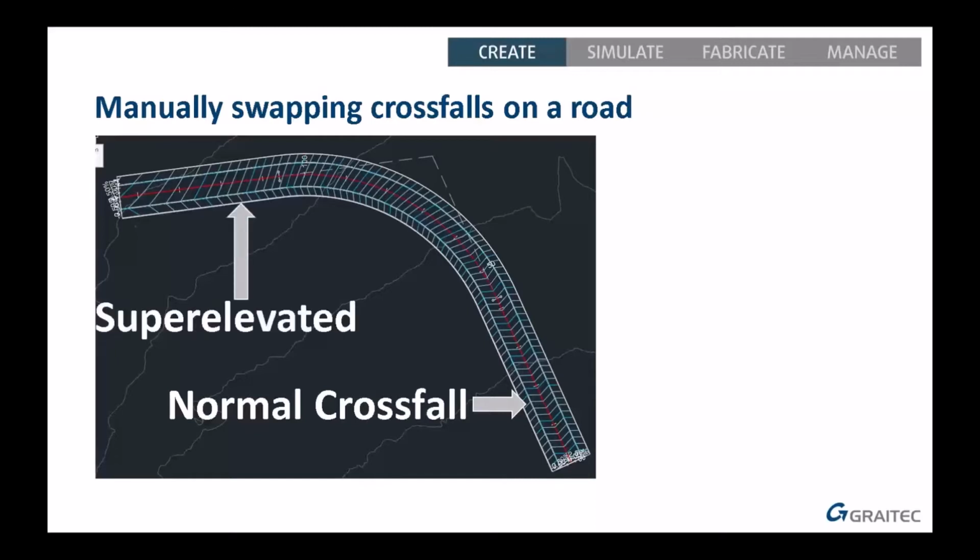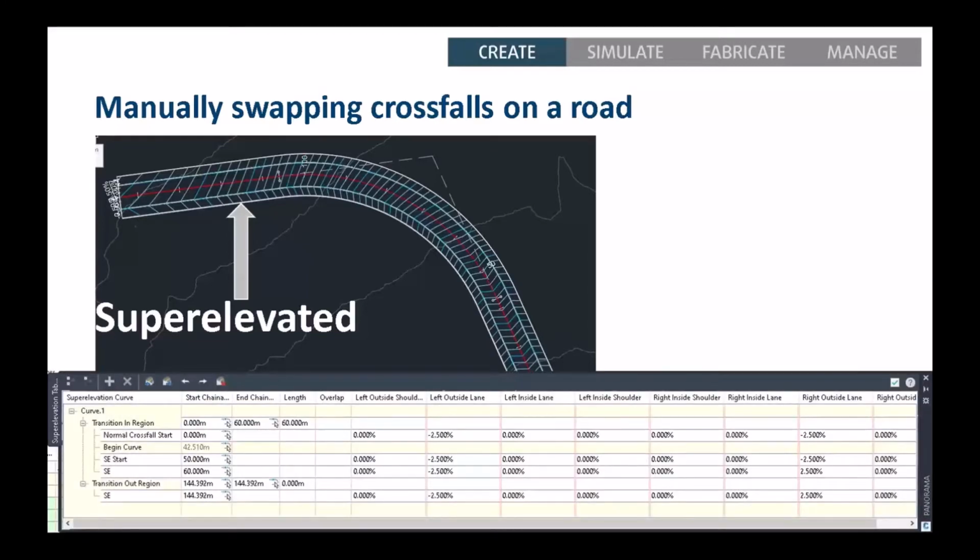So we'll have a super elevated section like this with a single crossfall after this bend, for example. We can use the table and just add in the transitional region and set the chainage and crossfalls. We'll have a look at that too.